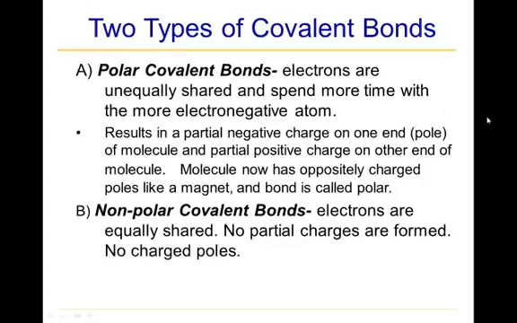The second possibility with regard to a covalent bond is that the electrons are shared evenly. And the name given to the type of covalent bond formed when this happens is called a non-polar covalent bond. So once again, that simply means the electrons are equally shared. They spend an equal amount of time with both of the atoms involved in the covalent bond, and therefore neither has a partial charge. There are no positive and negative poles formed.